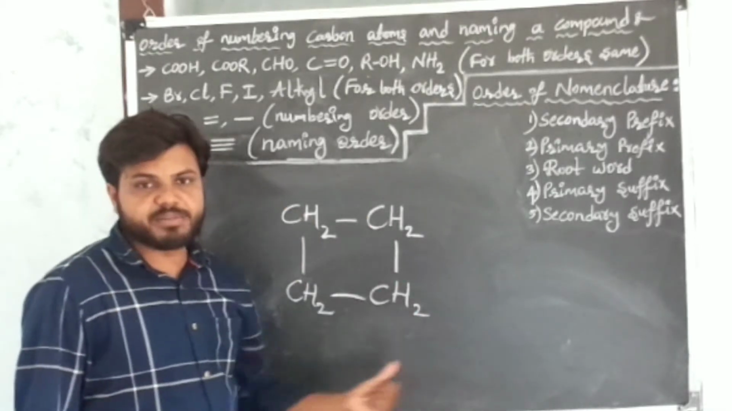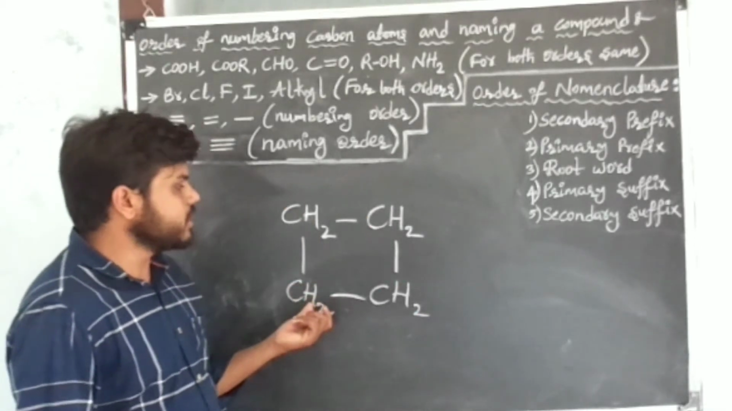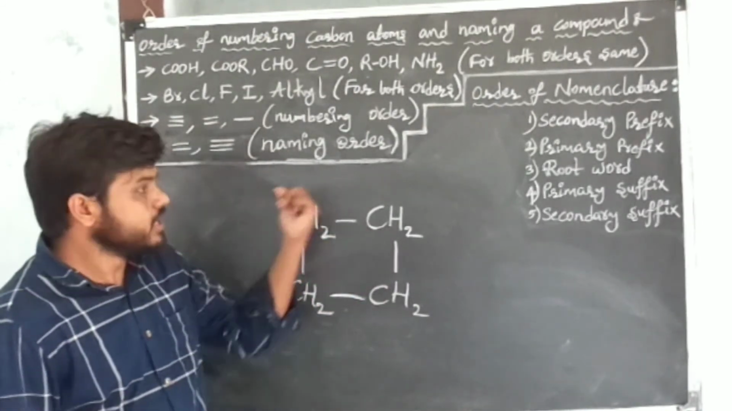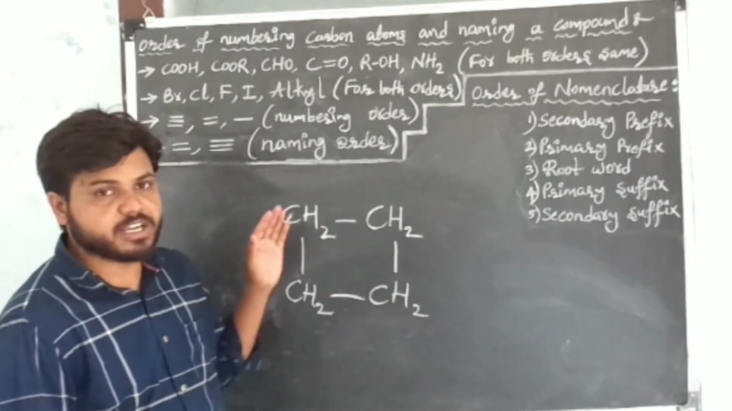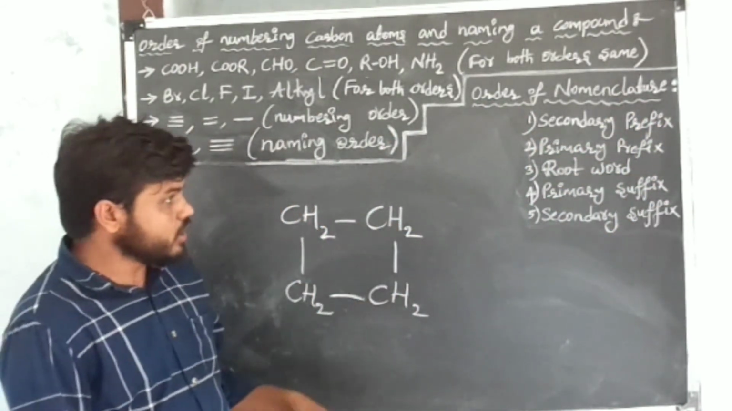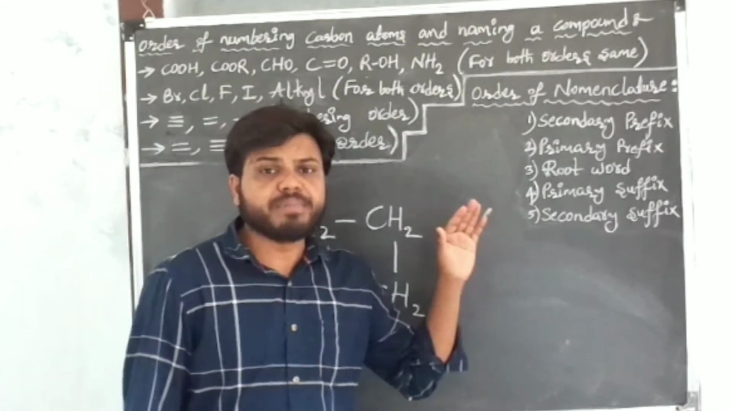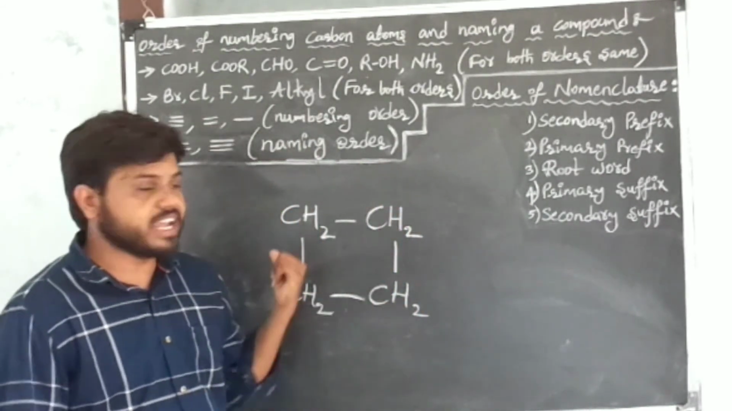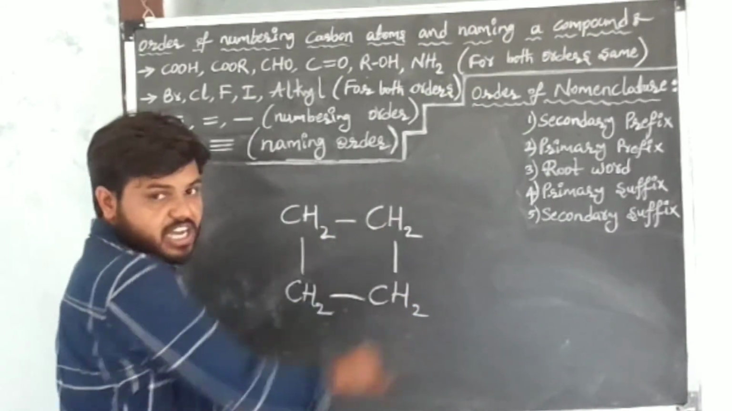This is the given carbon compound. In the given carbon compound, secondary prefixes are not there. Substituents are not there in the given carbon compound. Substituents belong to the secondary prefix. Secondary prefixes are not there. Okay, then go to the primary prefix. Primary prefix here is cyclic. Cyclic is present in the given carbon compound.